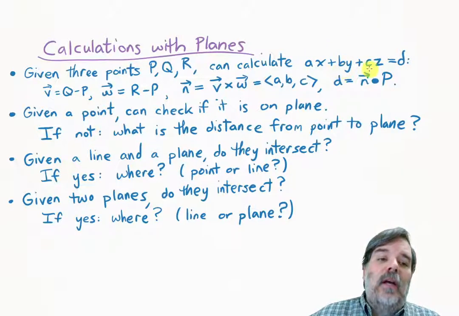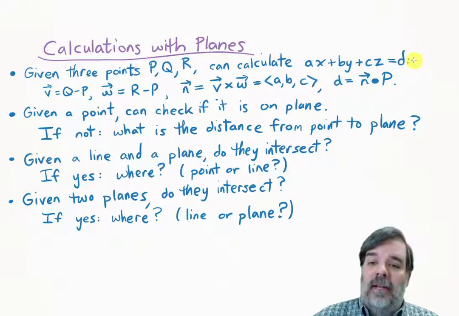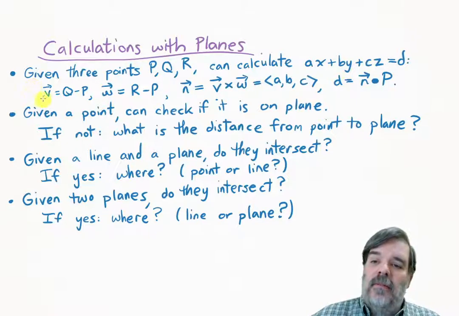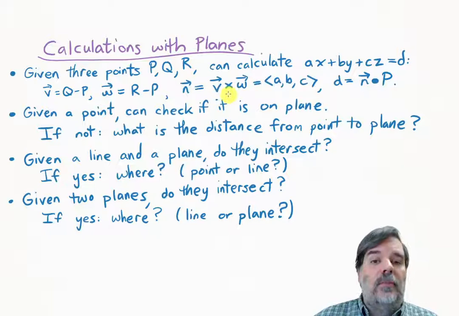ax plus by plus cz equals d. As a brief recap on the steps involved, we first need to calculate the vector between 2 pairs of points. So for example, you could select vector v to be q minus p, the vector from p to q. Vector w could be r minus p, the vector from p to r. And then you would calculate the normal vector, or the vector perpendicular to the plane, using the cross product.